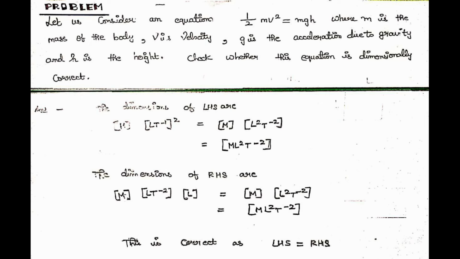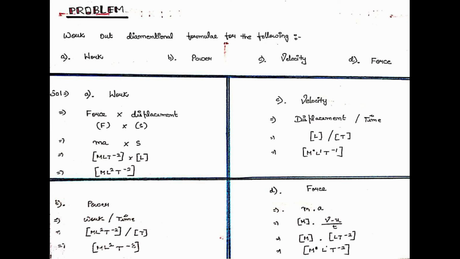Now let us consider the dimension of RHS, that is mgh. From there we get m, that is mass, as the same, acceleration due to gravity as L t power minus 2, and h, that is also length, so L. From there, after further solution we get m L square t minus 2. So this is correct, as LHS equals RHS. Now let us move to the third sum.